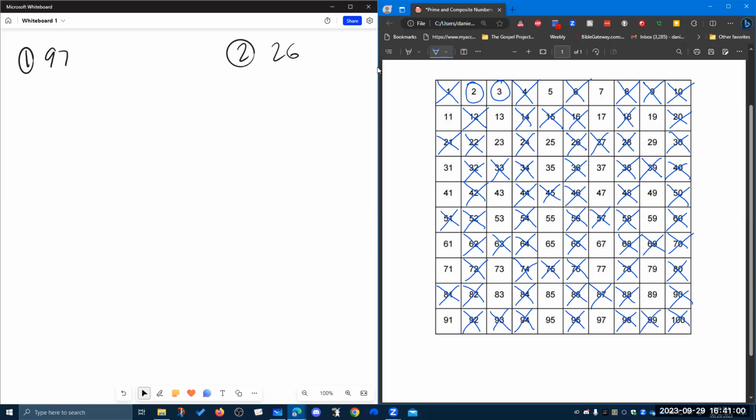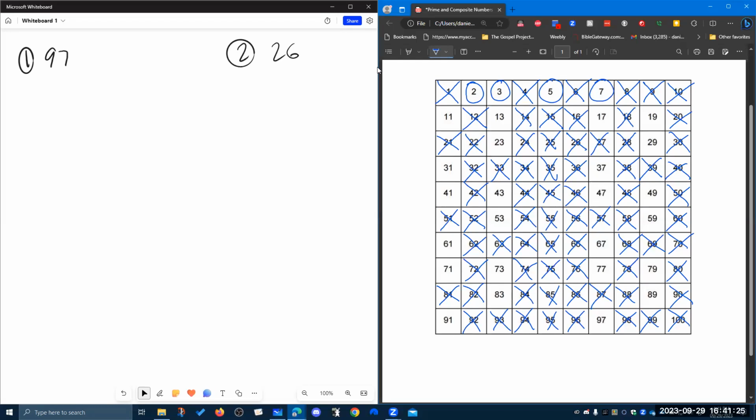All right, then the next one is going to be 5. And you know your multiples of 5, they all end in 5 or 0. So we're going to cross out all the ones that end in 5 that are left. We've already crossed out all the ones ending in 0 because they were multiples of 2. And that means 7 is our next prime number.